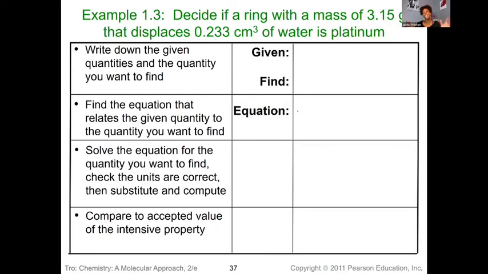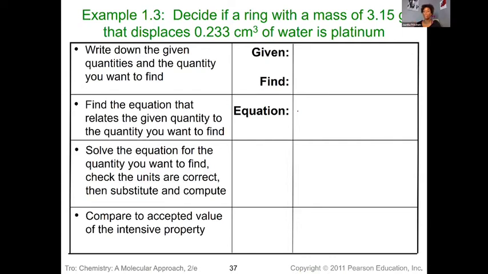So you've just been given a platinum ring, or what your fiance says is a platinum ring, and you want to determine, is it indeed platinum? And so in our problem here, it says that we have this ring, and we've determined that its mass is 3.15 grams. And when placed in water, it displaces 0.233 centimeters cubed of water. We want to figure out, is this indeed platinum?